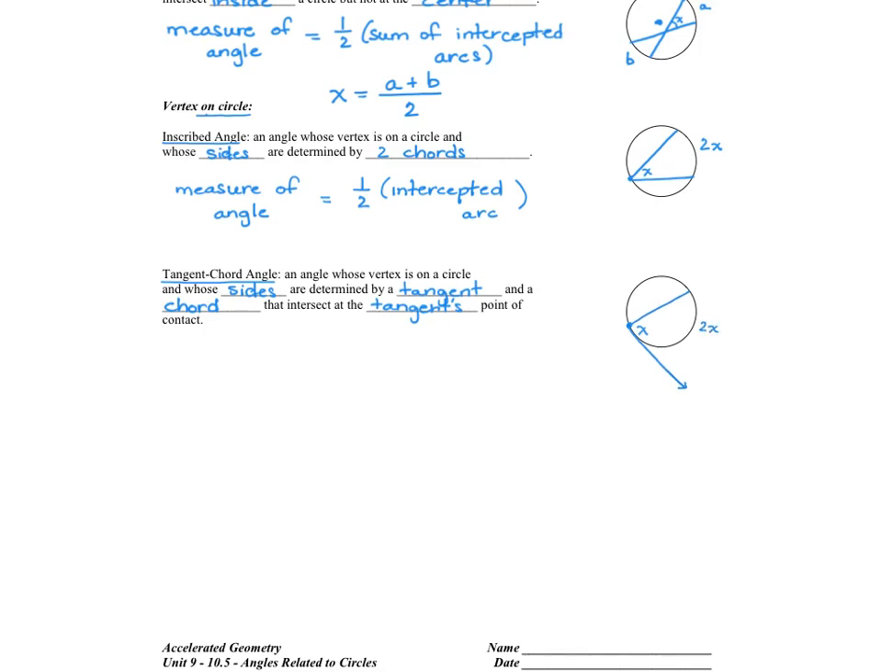arc. So for a tangent chord angle, the measure of the angle is equal to half the measure of the intercepted arc.